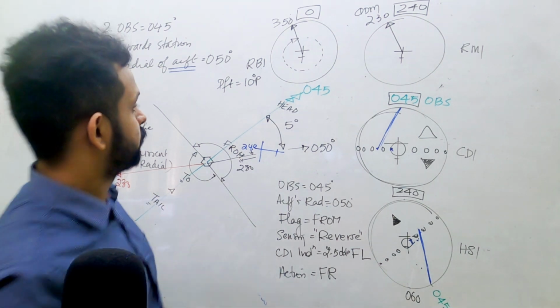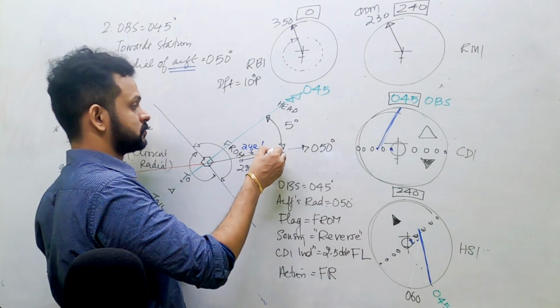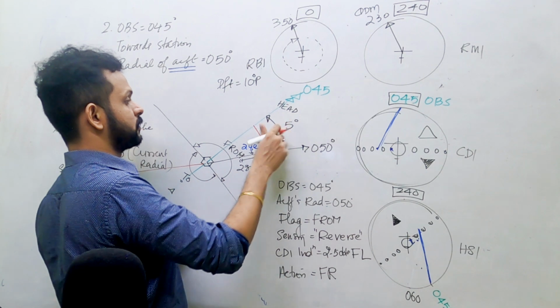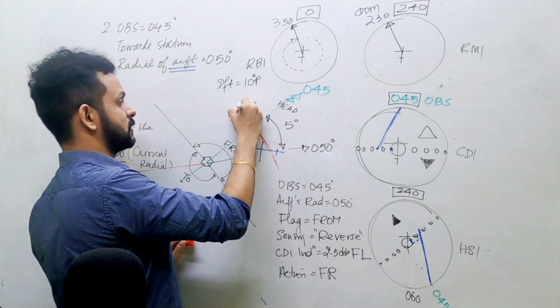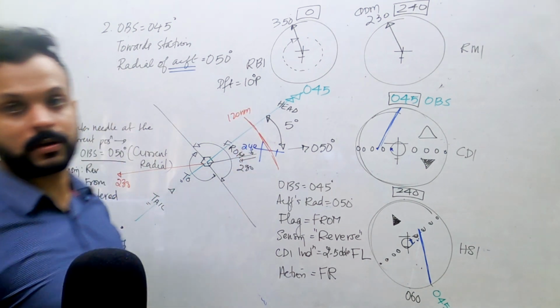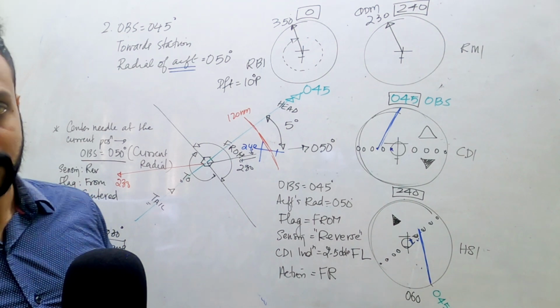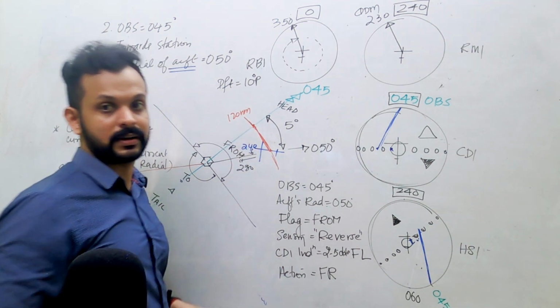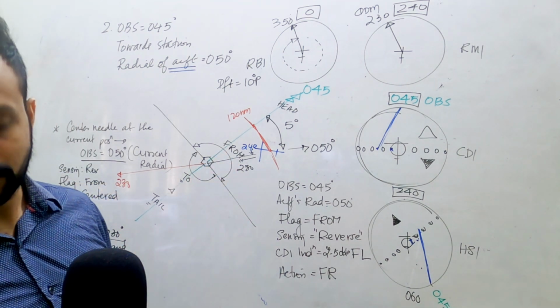Think about it. Say for example the aircraft is 120 nautical miles from the VOR. What is the distance of the aircraft from the selected radial? So basically, you have to find out the distance of the aircraft from the selected radial. 120 nautical miles from the VOR. So how do you find that?